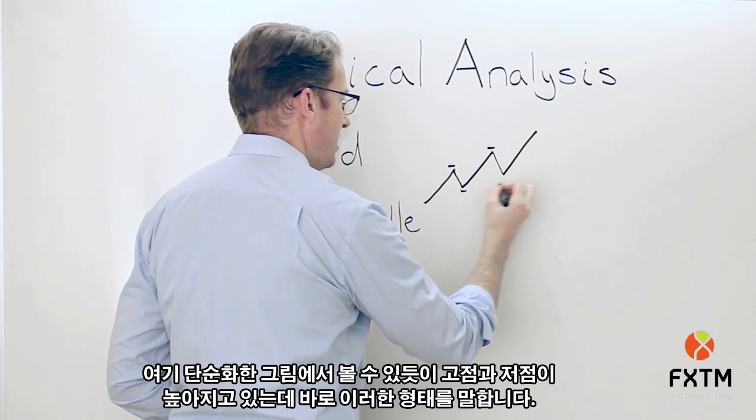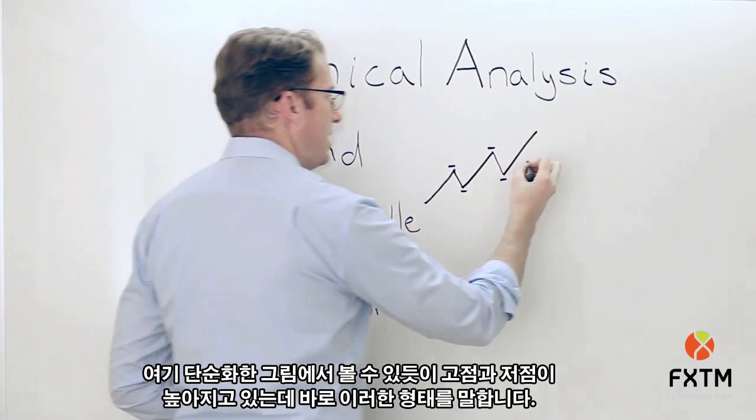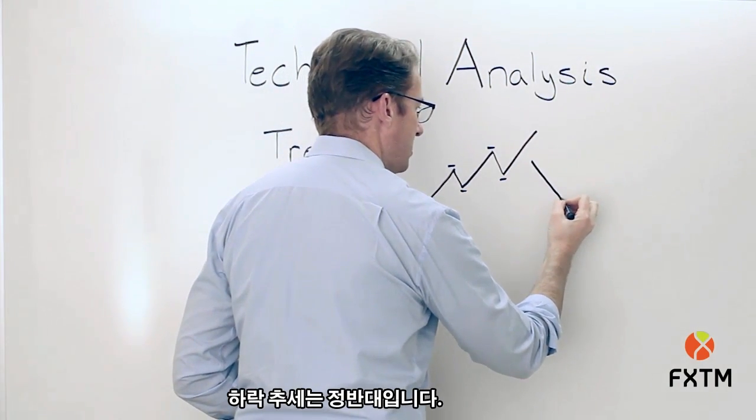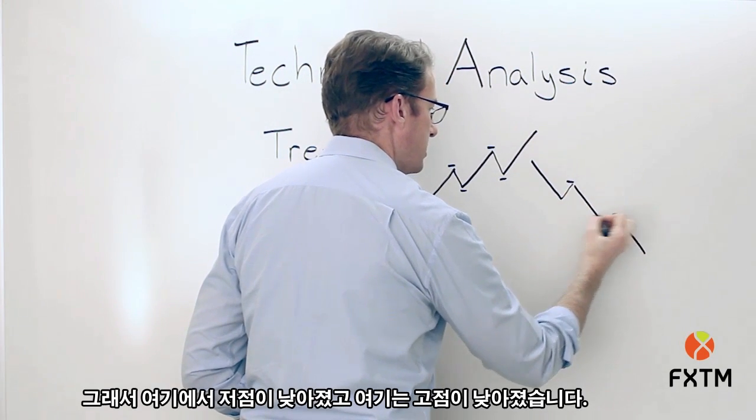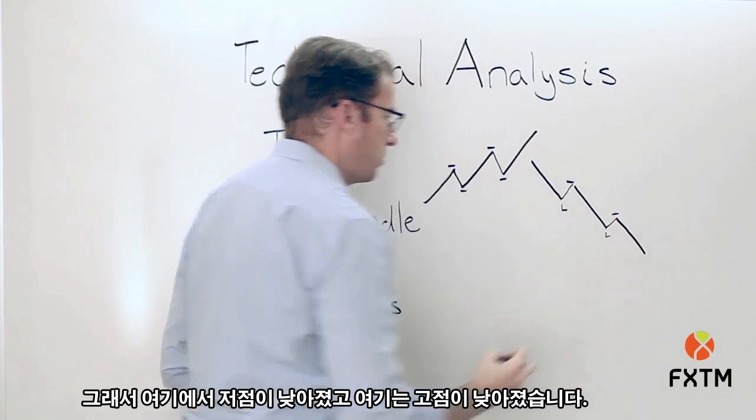I've got higher highs and higher lows. That's exactly what I'm looking for. And in a bearish trend, just the opposite. Lower lows and lower highs. So I got my lower highs there. I have my lower lows right there.